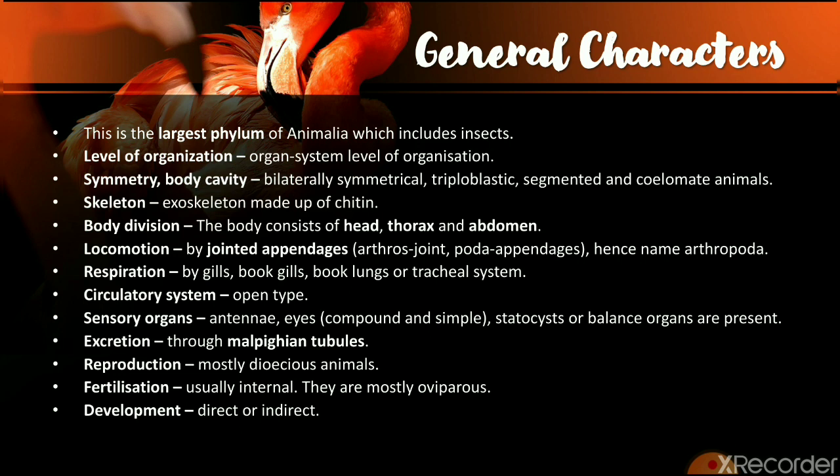Most of the members are dioecious. They can reproduce by the sexual reproduction method. Fertilization is usually internal. They are mostly oviparous in nature. Development may be direct or indirect. It means a few members contain larval stages in their life history, while some develop directly from a zygote or egg to the adult organisms.